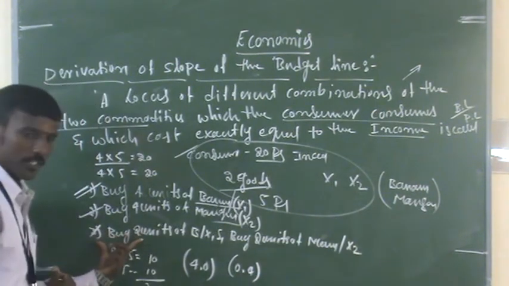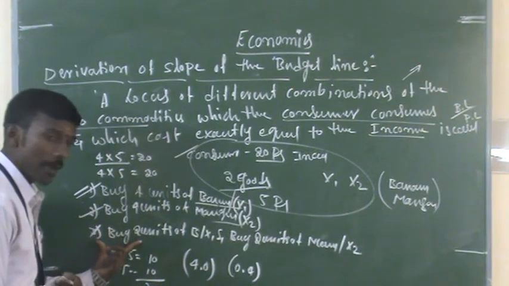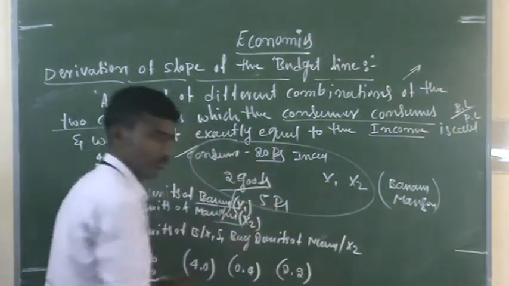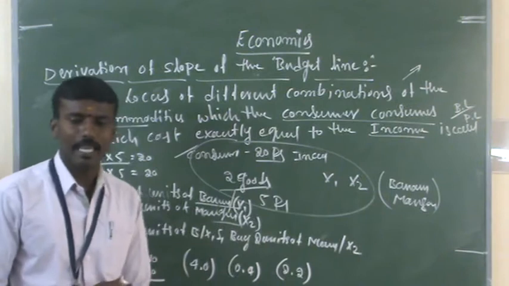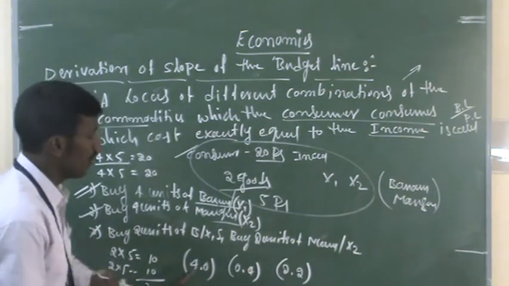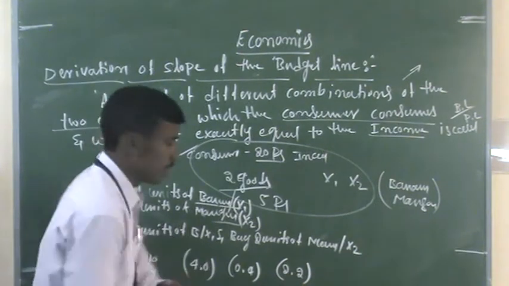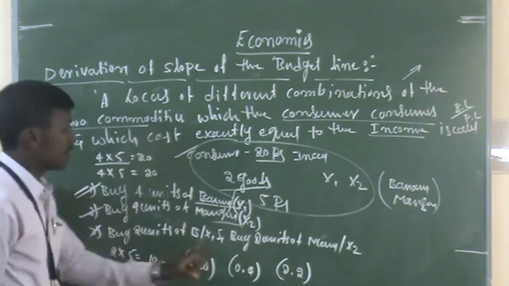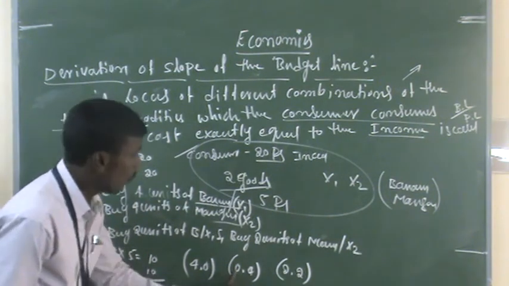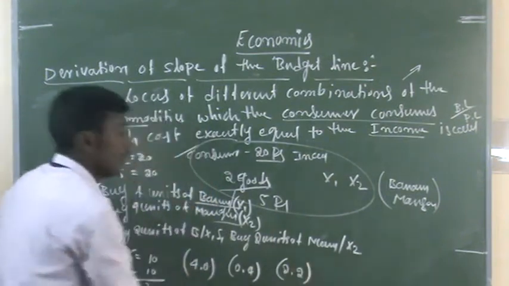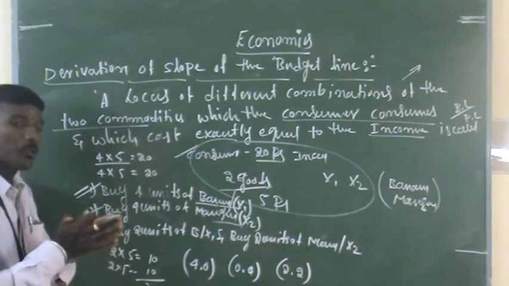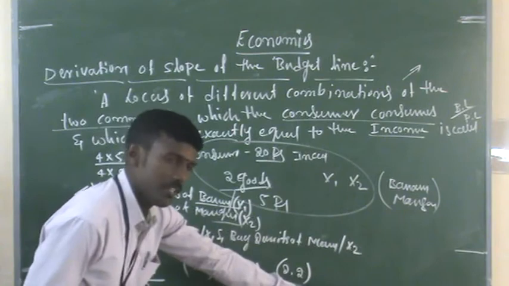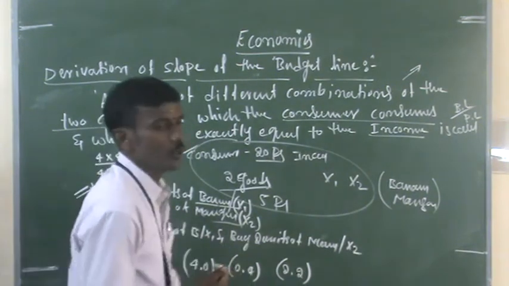Now the third option we are going to represent as another set, 2, 2. See here, the possible bundles can be represented through sets like (4, 0), (0, 4), (2, 2). The first option, 4, 0, why? Because the consumer can choose only bananas. The second option is the consumer can buy only mangoes. The third option is that the consumer buys 50-50, I mean 2 units of X1 and 2 units of X2, or 2 units of banana and 2 units of mango.